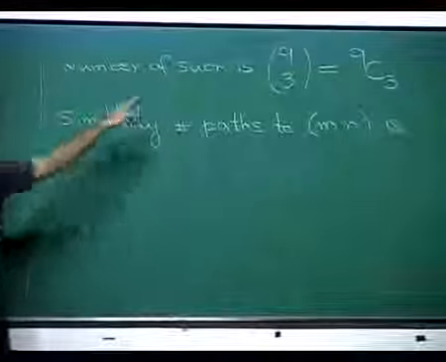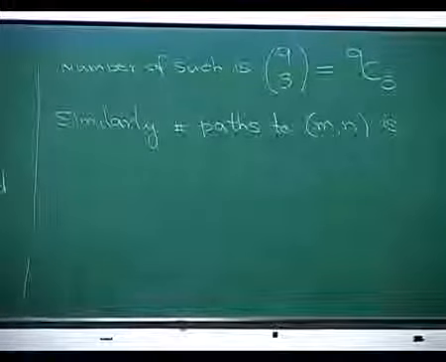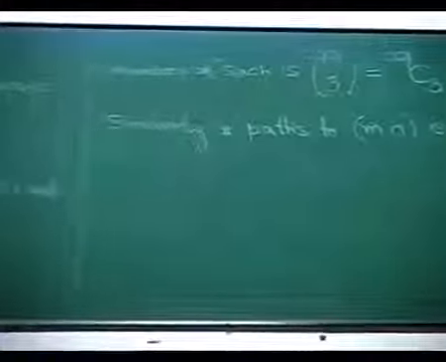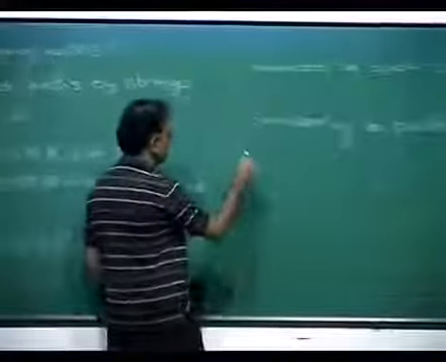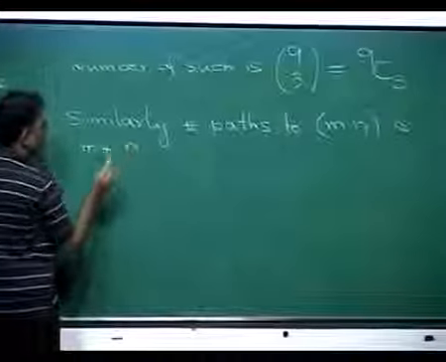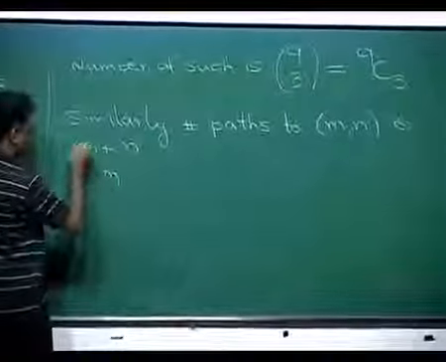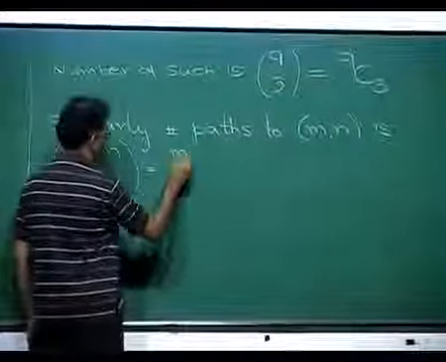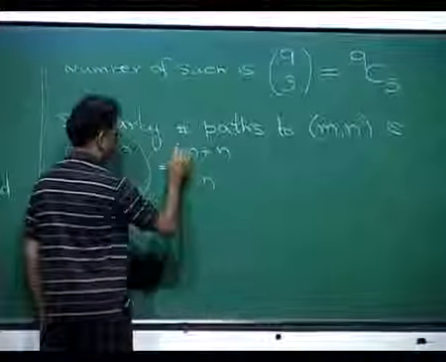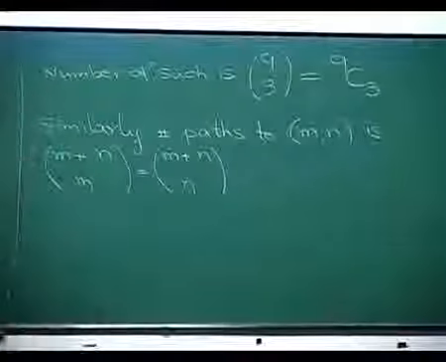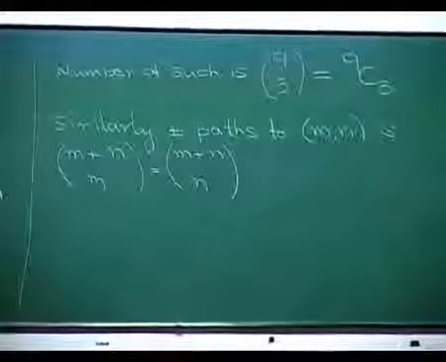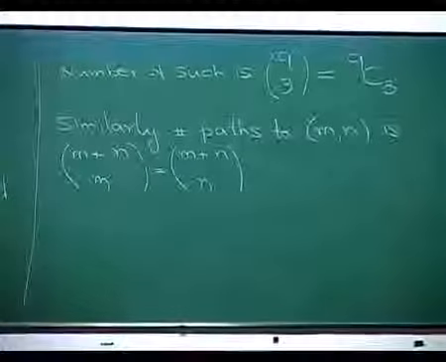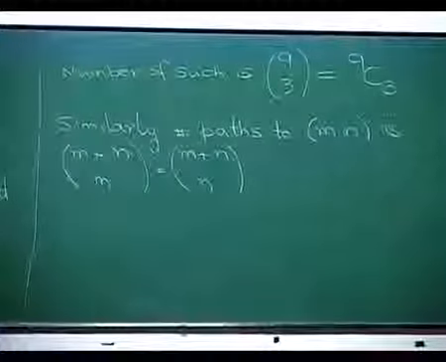is, 9 was the length, which is how many U's and R's together, that's M plus N, and out of which you will have to choose M, whichever U's or R's. So it is M plus N choose M, which is also of course M plus N choose N. So this is the number of paths from 0, 0 to any point where M and N are non-negative. That is, the point has to be in the first quadrant.